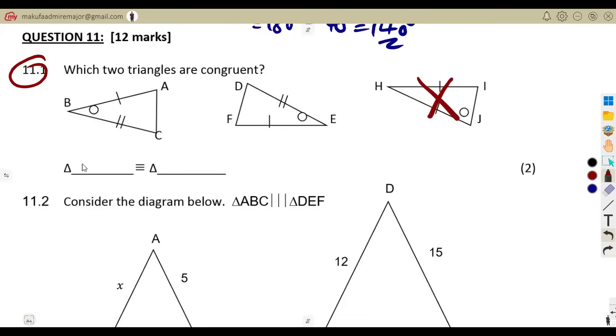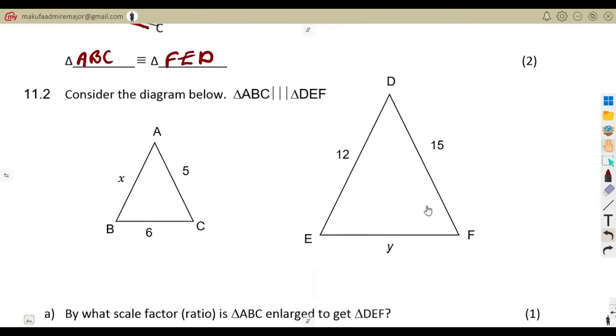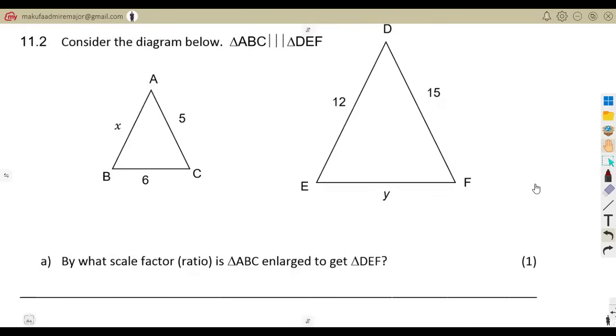So let's say we've got A, B, C. From A to B is the same size as from F to what? From F to E, where we have the angle E and the angle B being the same. Then from B to C, it is the same. From this B to C, it is the same as E to what? E to D. So these two triangles are the ones that we consider to be congruent. Consider these two. They are saying these ones are similar.